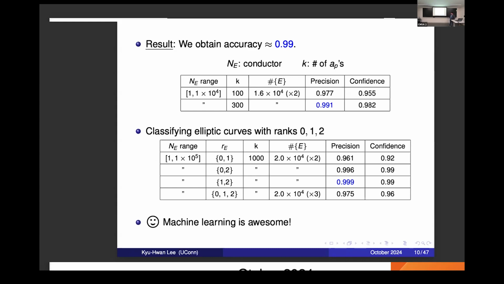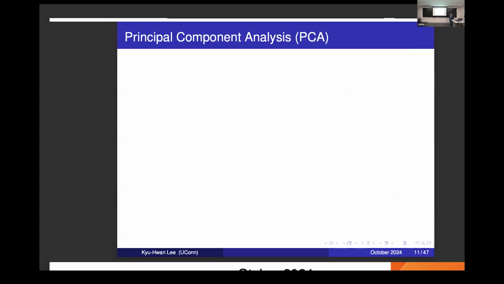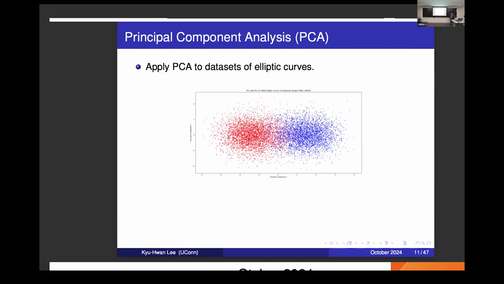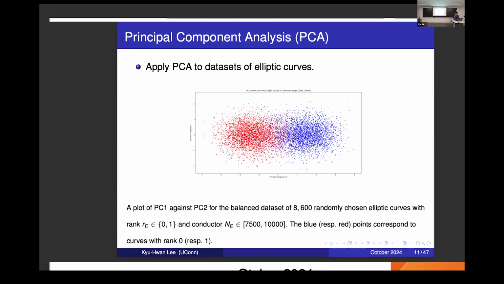But we wanted to see what's going on. So we did more. We applied basically the basic machine learning tool, PCA. Then here is the picture. Blue represents rank 0 curves in the first principal direction and second principal direction, and red dots represent elliptic curves of rank 1. So you can see some clear separation. It's not really perfect, but anyway, it's separation.